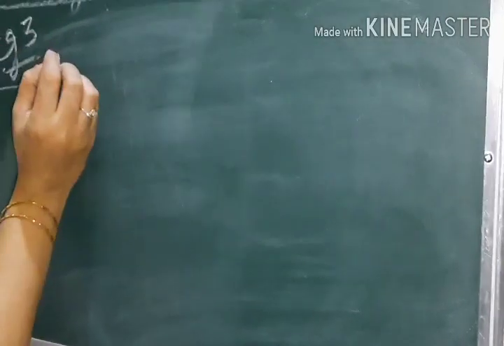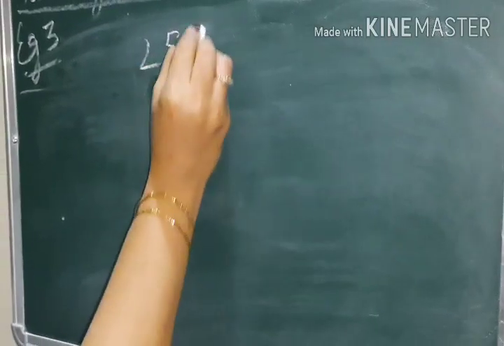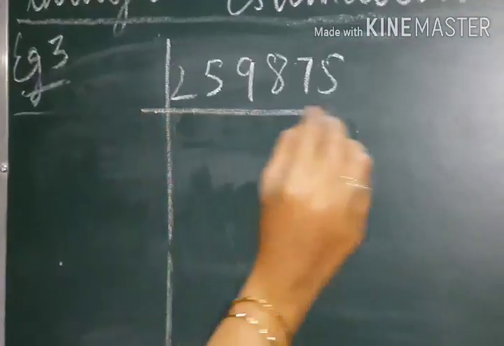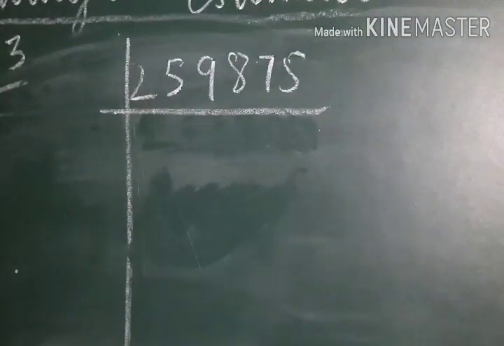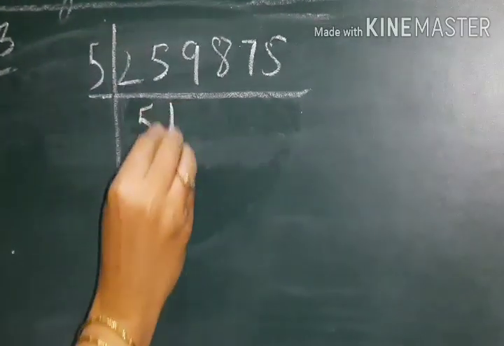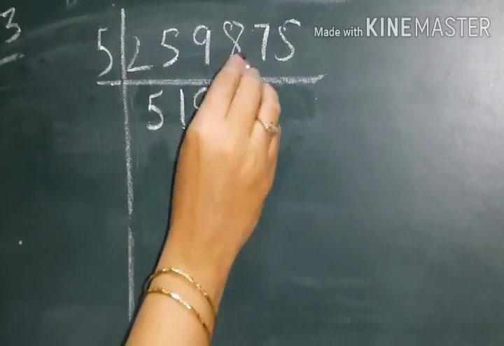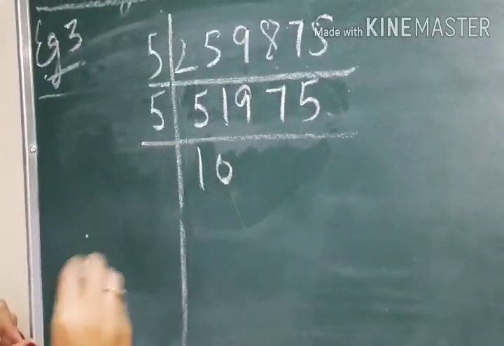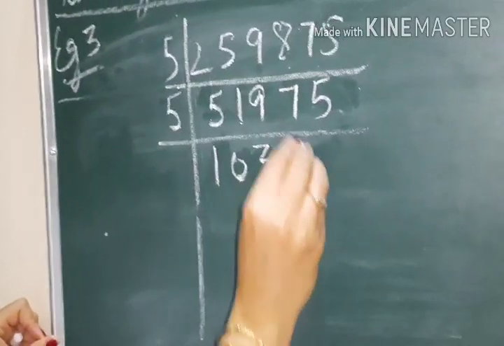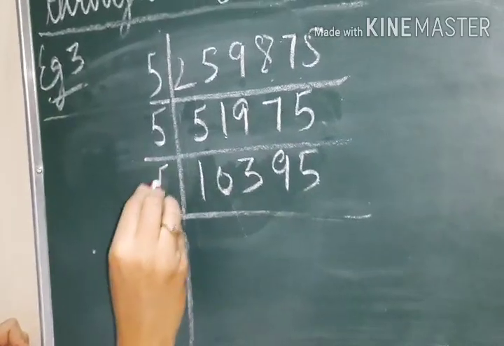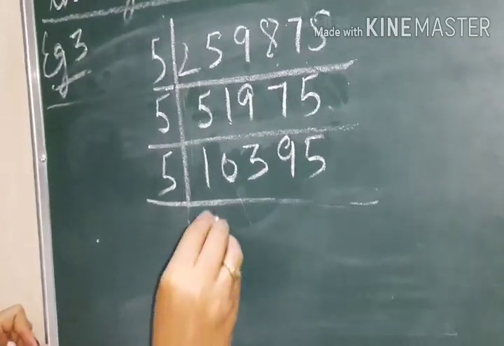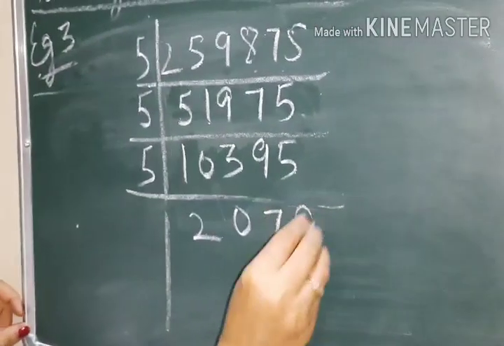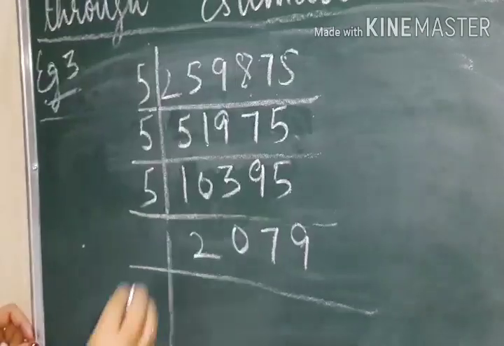Example 3 is divide 259875 by the smallest number so that the quotient is a perfect cube. It's the same, we have to find for division. So same we'll do. 5 5s are 25, 5 1s are 5, 48, 5 9s are 37, 5 7s are, and again 5 5s are. Again by 5, 5 1s are 5, 5 zeros are 0, 5 3s are 15, 5 9s are 45, and again 5. Again by 5, 5 2s are 10, 5 1s are 5, 5 0s are 0, 5 7s are 35, and 5 9s are 45. Now odd numbers start from 3.